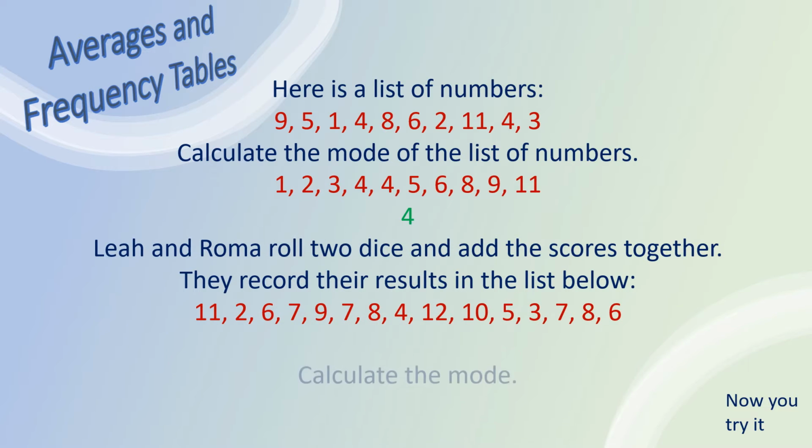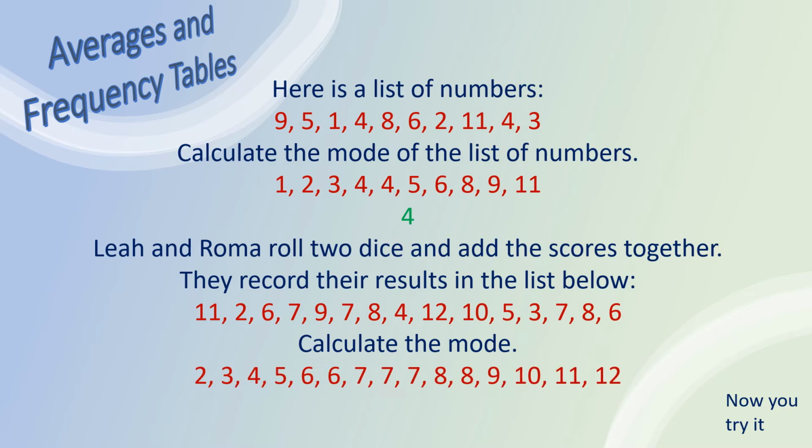Again, same question again from Leah and Roma. Okay, work out the mode. Pause the video. How did you do? Again, rearrange from left to right, small to large, and you will see that the mode is 7. So you've got 4 and 7. Well done.